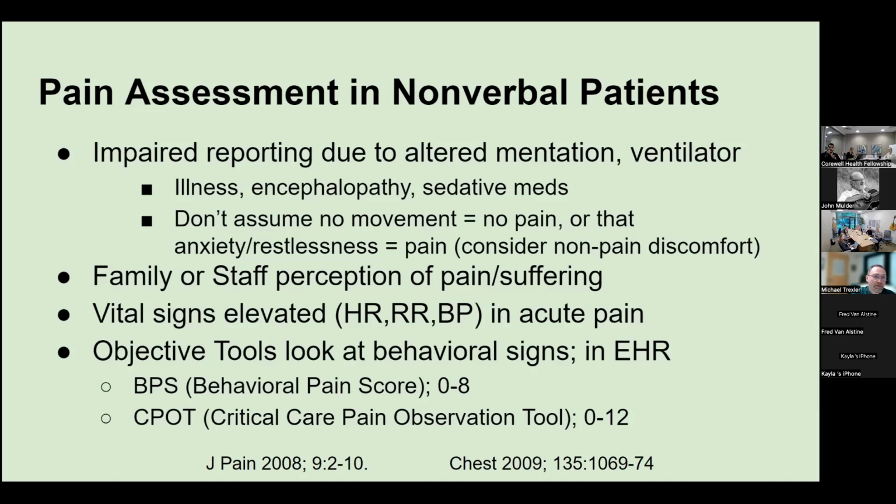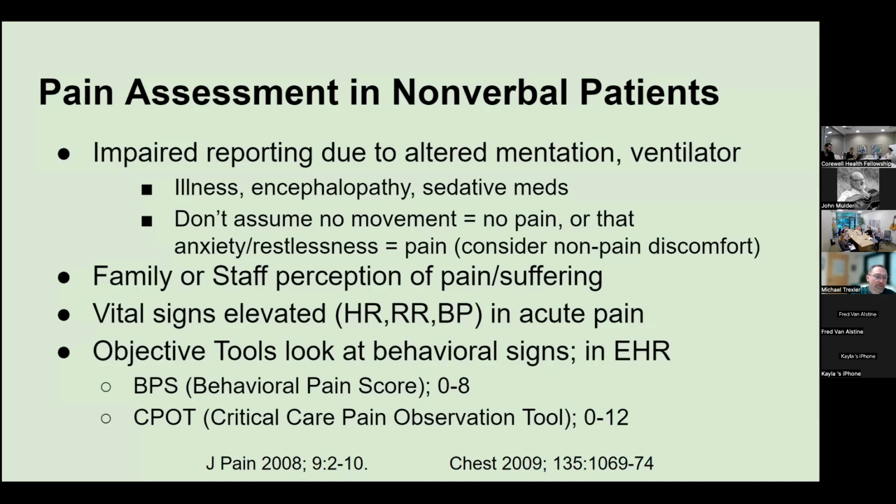Family or staff may perceive pain and suffering, and so if they know the patient well and know that this is somebody who, when they're in pain, this is how they respond, it's helpful to know that. Only really in acute pain do you see elevated vital signs. This is especially true in the ICU. Heart rate, blood pressure, respiratory rate. Chronic pain, you're usually going to see normal vital signs.